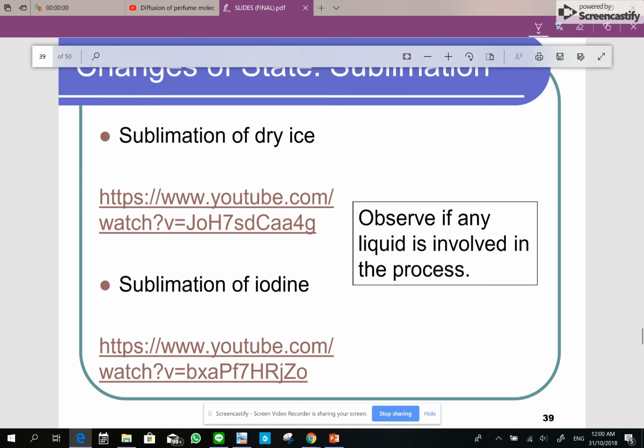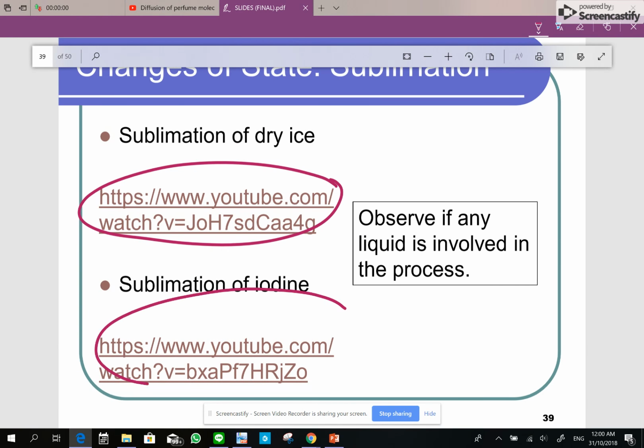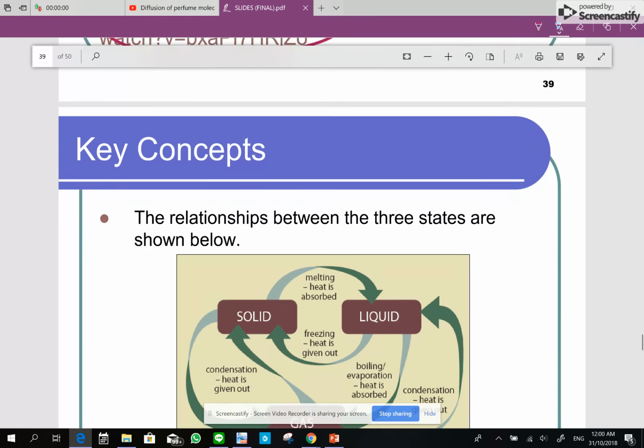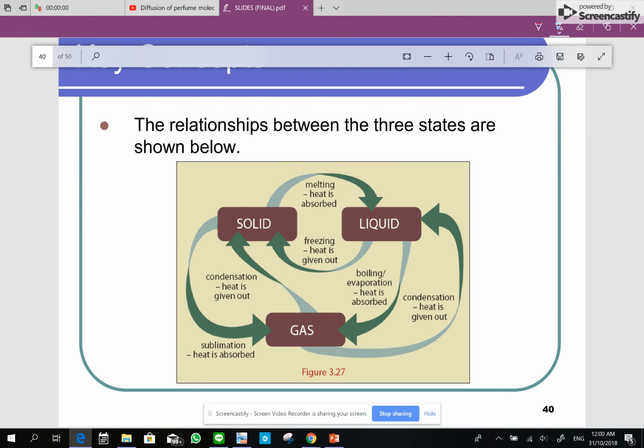There's a video here, two videos in fact, for you to watch. I leave it to you. You can click on the link to watch. As you watch, do observe if there's any liquid involved in the process. That's where you are able to see what sublimation really means. And of course, there's one mind map to show the relationship between all three states. And for that, I will stop here.